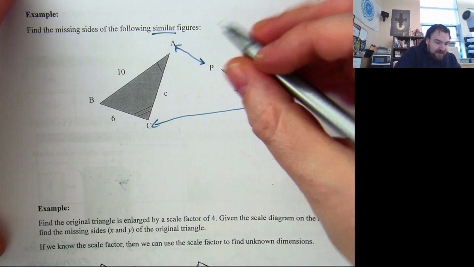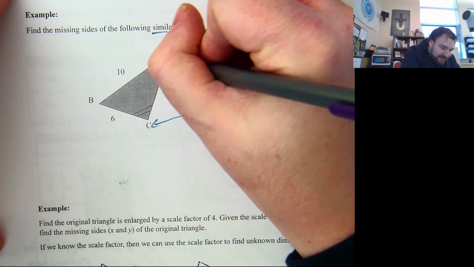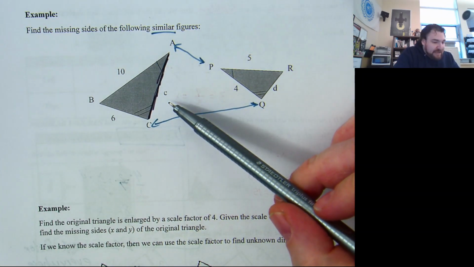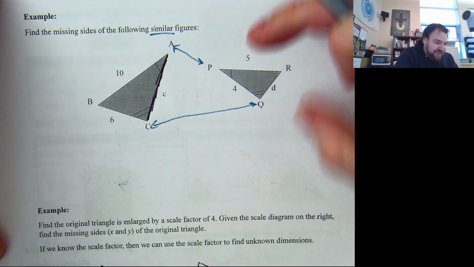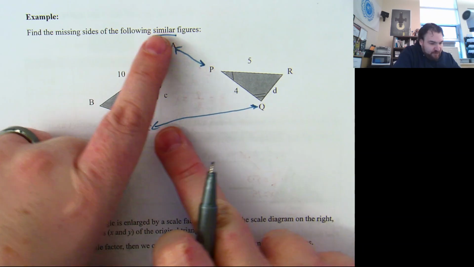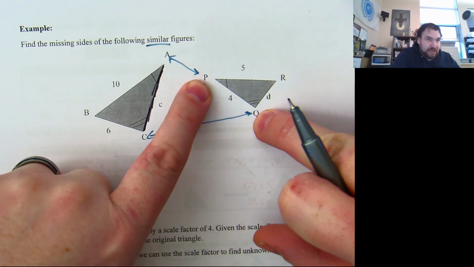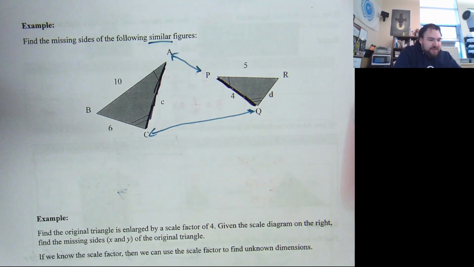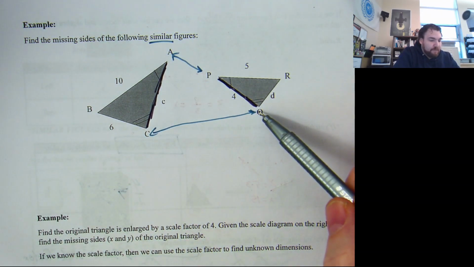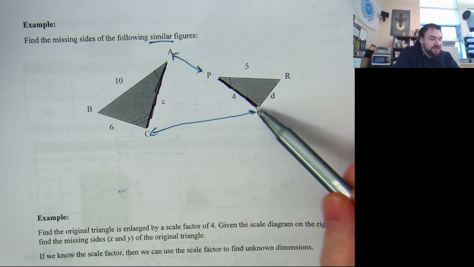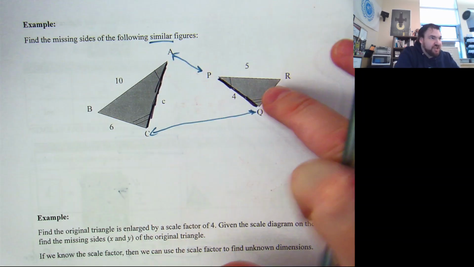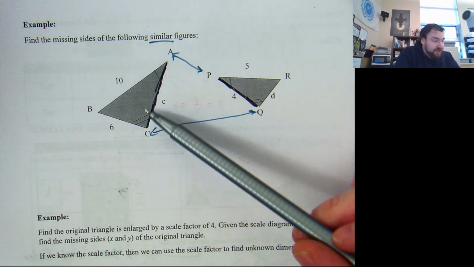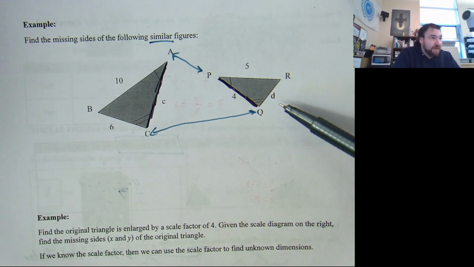It's going to tell you that side AC, this guy here, which conveniently has the unknown, is going to correspond to the same side. So AC here is going to correspond to PQ here. Even though we've rotated them, because there's notation within the triangle, we can use the notation to tell us how they're oriented. And in fact, in this question, there's 2 unknowns. We don't know C on the big one, and we don't know D in the little one. So we're going to have to go find this thing twice.